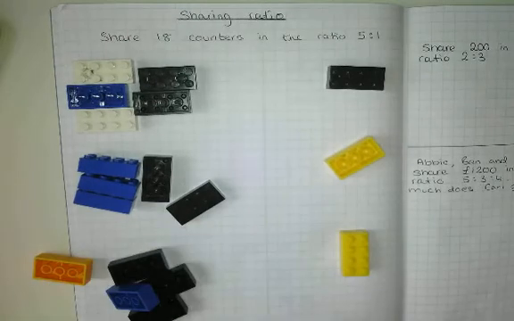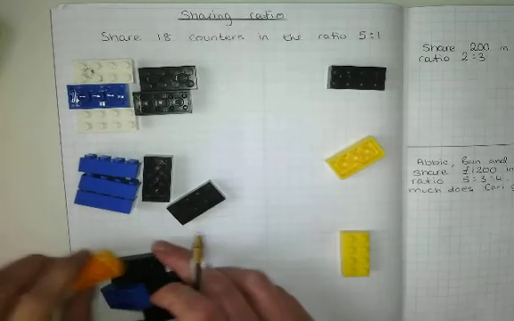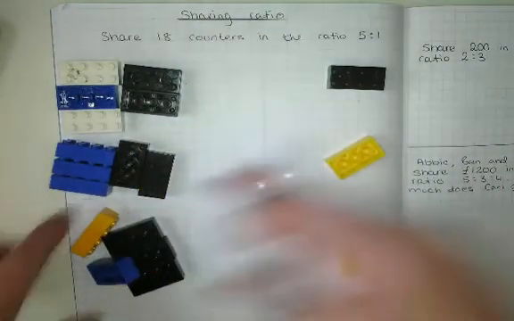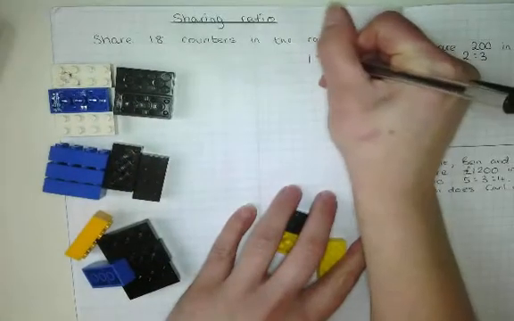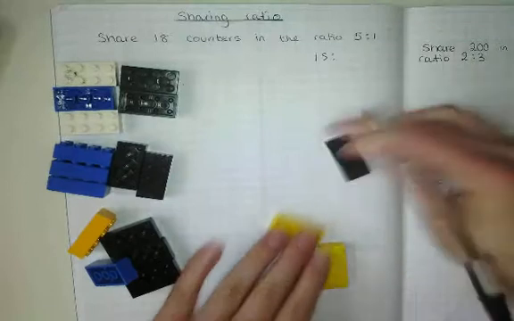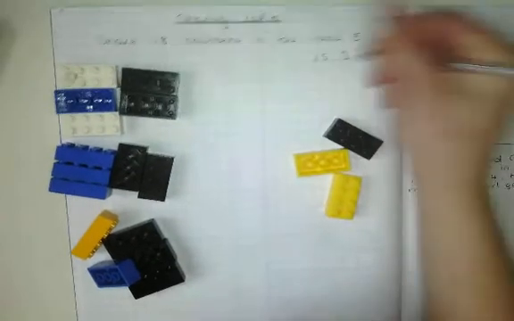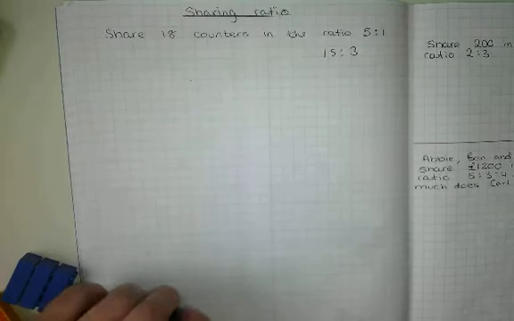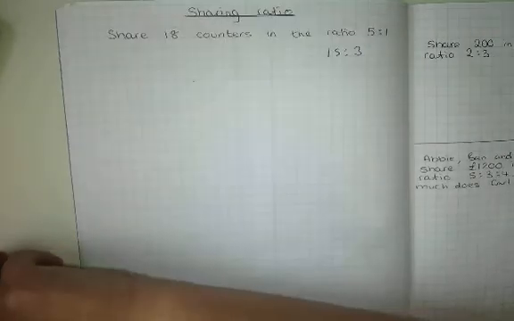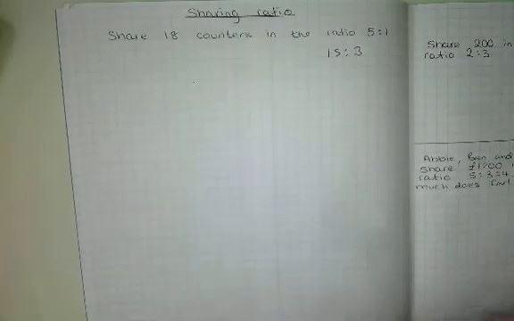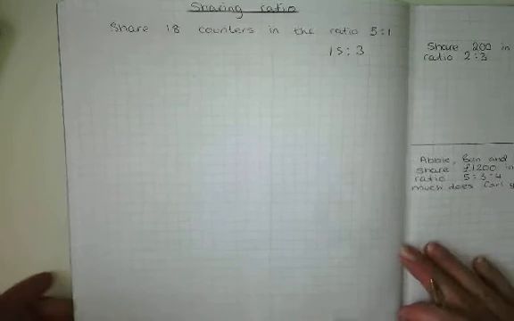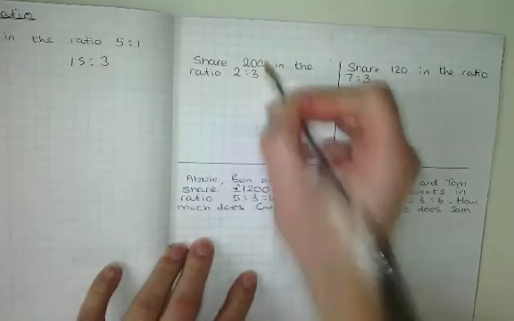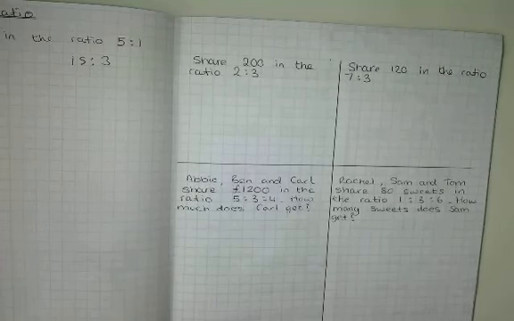Once I've done that, all I'm going to do is count how many I've got of each. So 5, 10, 15, and 1, 2, 3. So I've split the counters in a ratio 15:3. Now that's good if I've only got a few, but the questions we're going to look at are going to be a lot bigger numbers, and I won't be able to use Lego to split this.